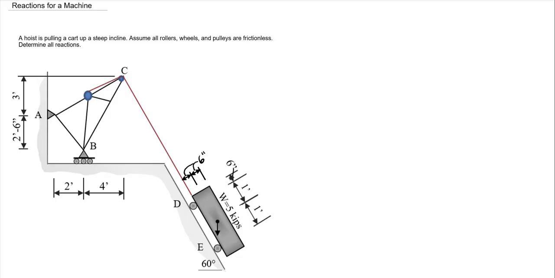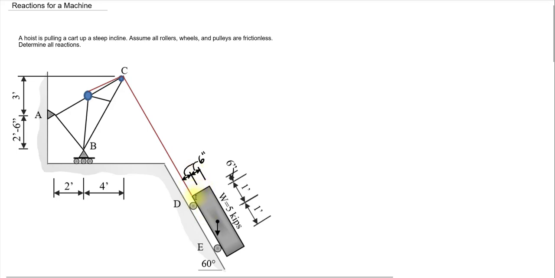All right, let's do an example of reactions on a machine. We have here, if you see it, this hoist system that's on a pin support against this vertical wall at A. It's got a roller on a horizontal surface down here at B. And then it's got a motor up here that is going up and over C and then coming down connected to the bottom of this cart.